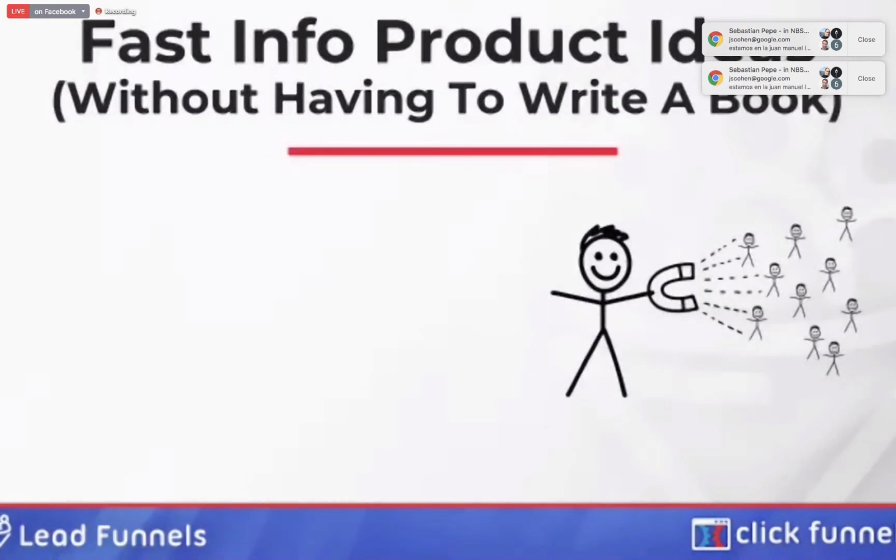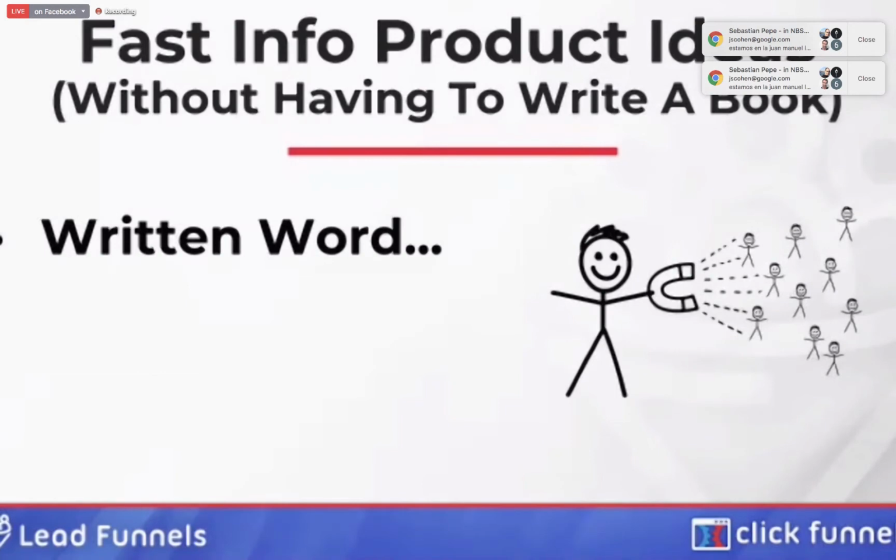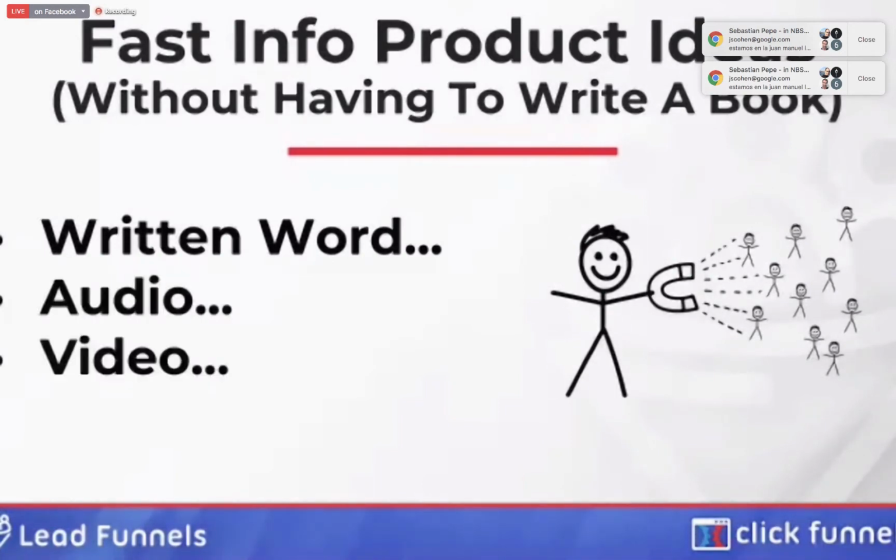All right, so I'm going to walk you through fast ways to create info products after writing a book. I'm going to go through 3 different phases. Number 1 is the written word, written things. Number 2 is audio, and number 3 is video, okay? So I'm going to give you 3 ideas on each of those. All of these are things you can do very, very quickly, okay?